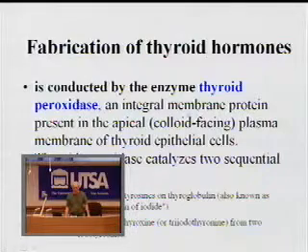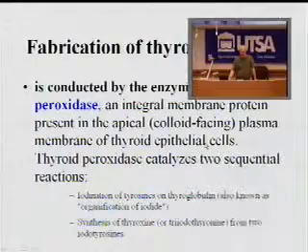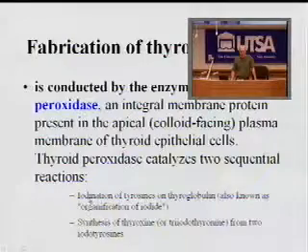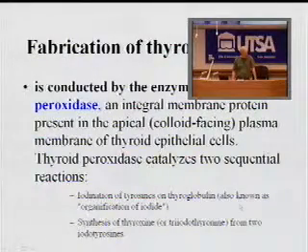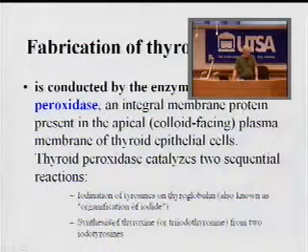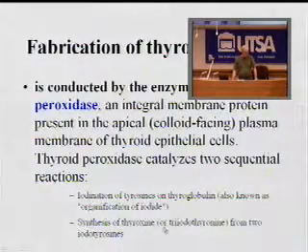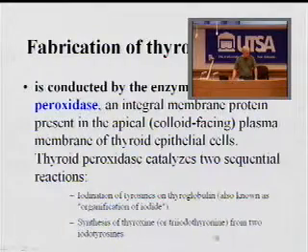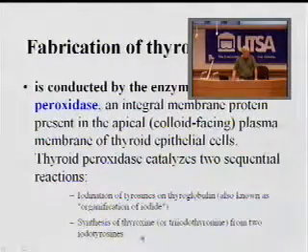It's conducted by the enzyme thyroid peroxidase, an integral membrane protein in the apical, or colloid-facing, plasma membrane of the thyroid follicular epithelial cells. This catalyzes two sequential reactions: iodination of the tyrosines on the thyroglobulin, so the iodide has to be present to do that, also known as organification of the iodide, adding it to an organic molecule, and then the synthesis of the thyroxine or triiodothyronine from two iodotyrosines.